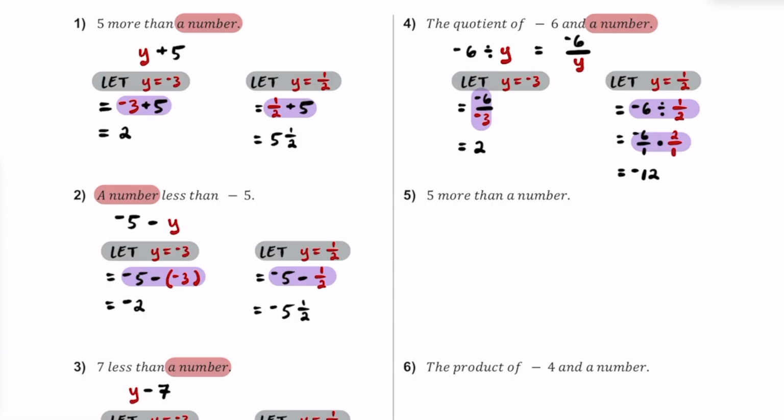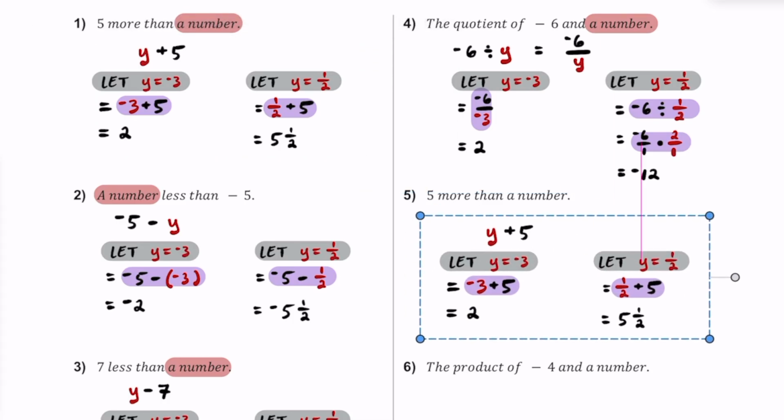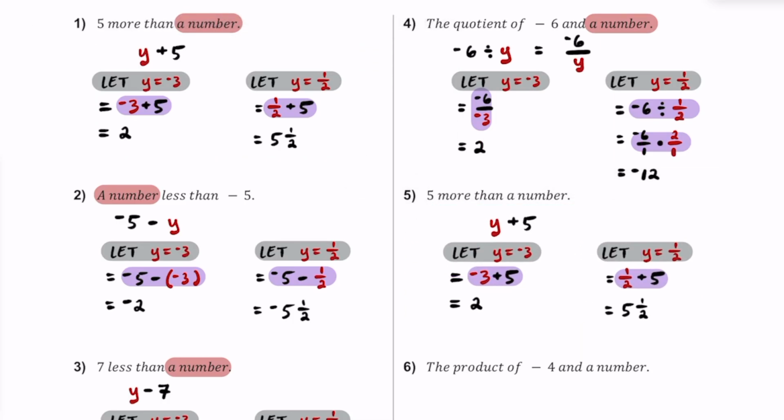In number 5, we have 5 more than a number. So this is actually identical to number 1. So what you can actually just do is just say that it's the same as number 1, or you can just go ahead and copy and paste just like that, and we can move on to number 6. So that one's kind of a freebie. All right, what about for number 6?